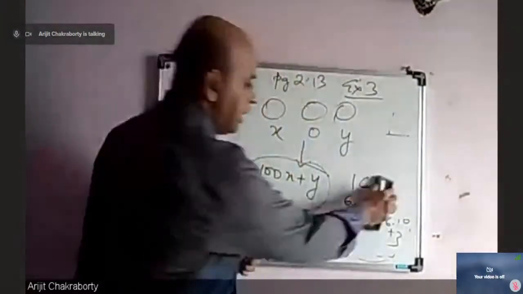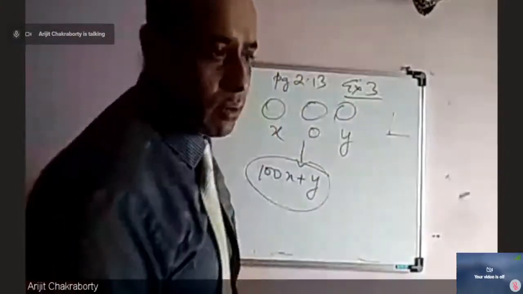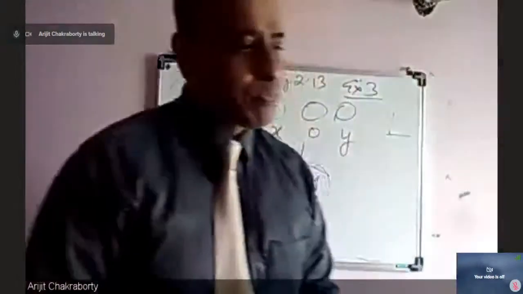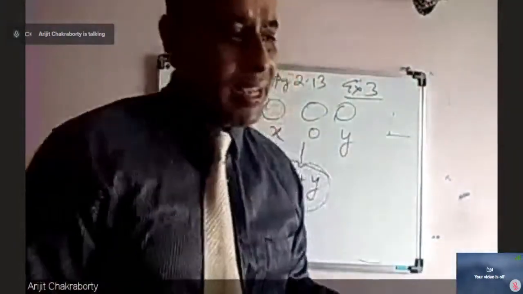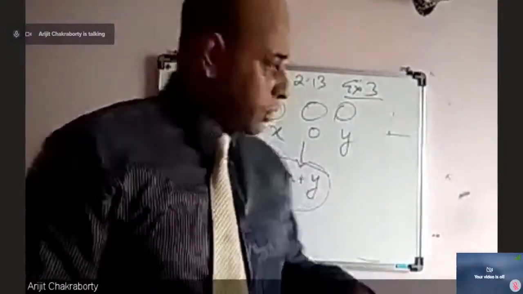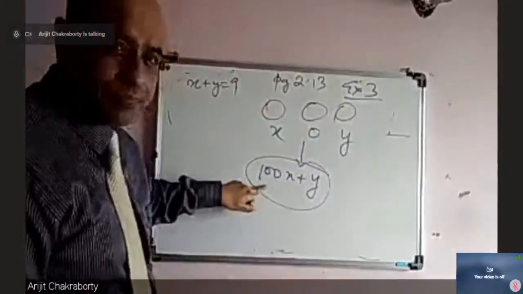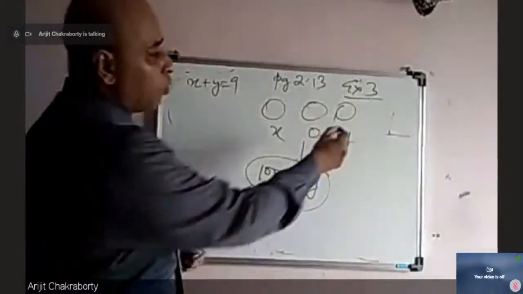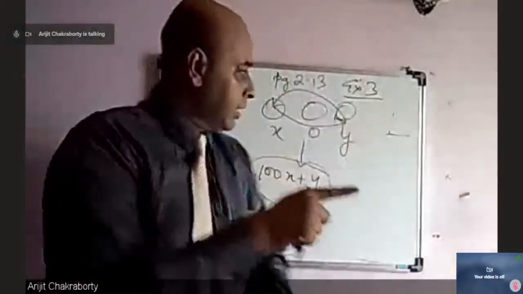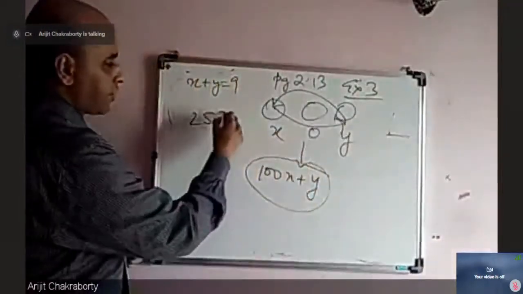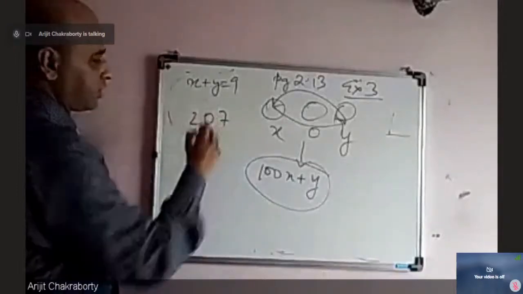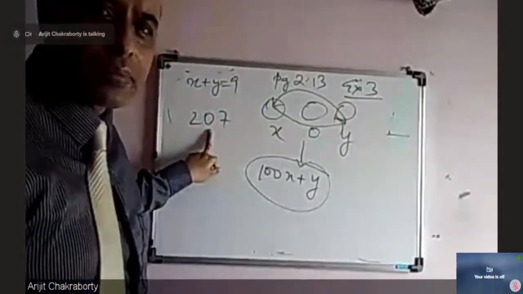Fine. Now what is there in the problem? Please see what is there in the problem. The problem says that the number formed by interchanging the first and third digits. So if I interchange the digits, that means y will come here, x will go here. Like I write here 207, say 207. Middle digit is 0. Okay.